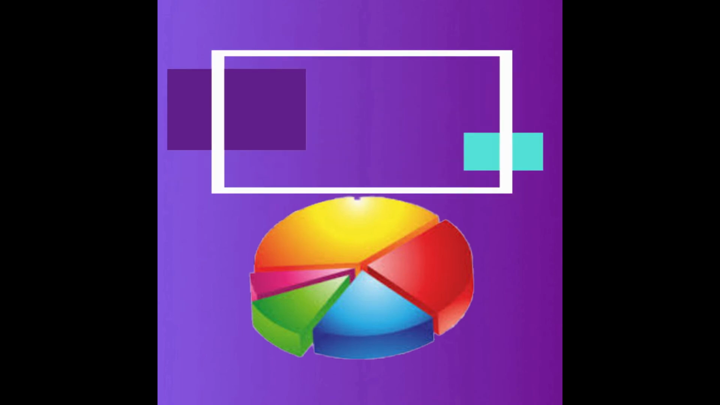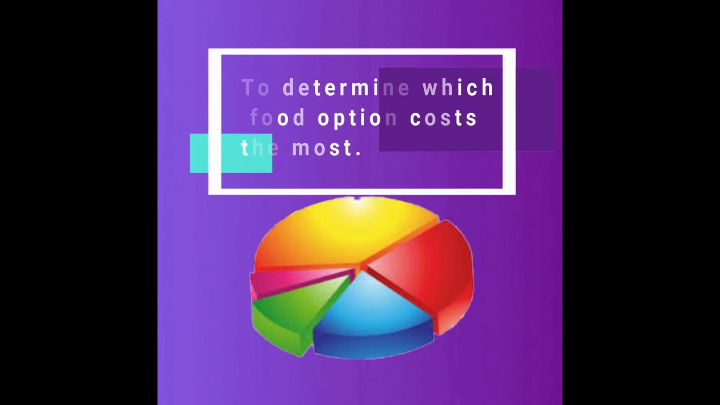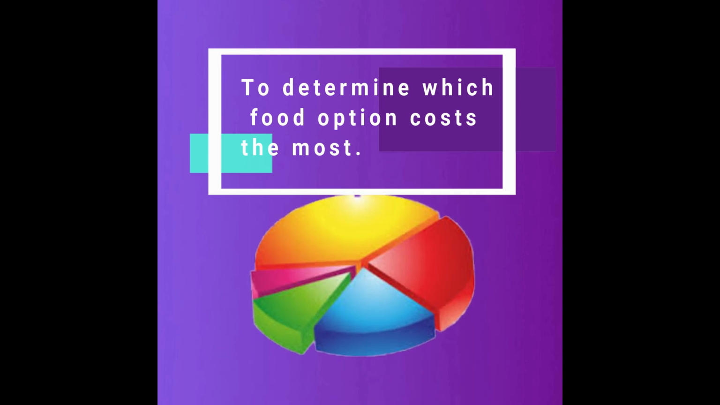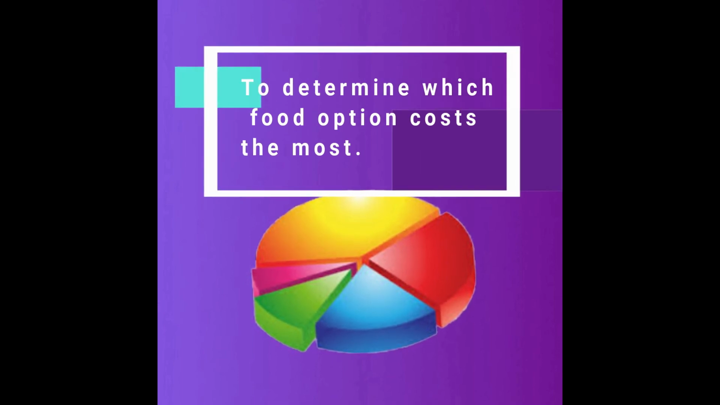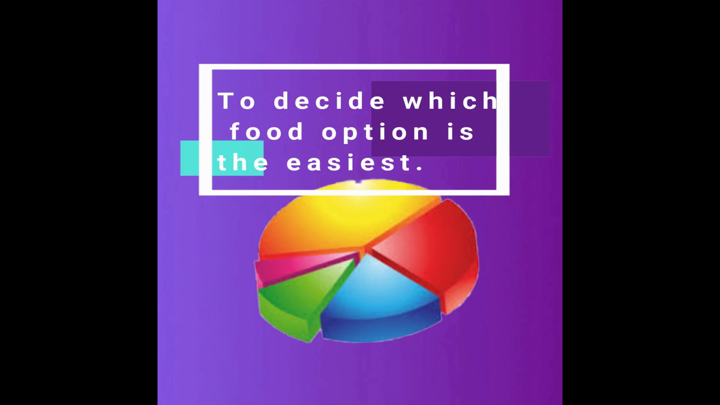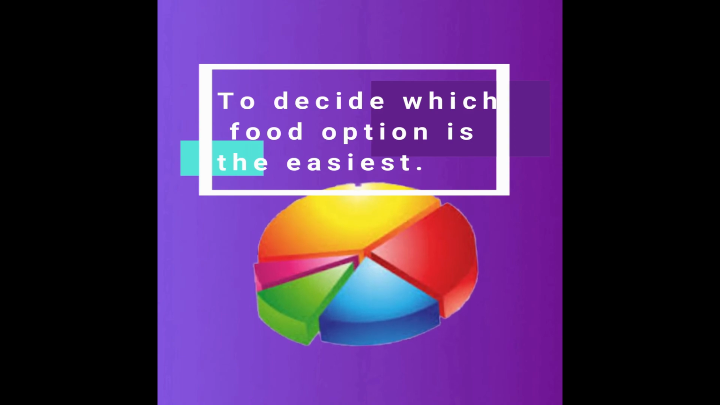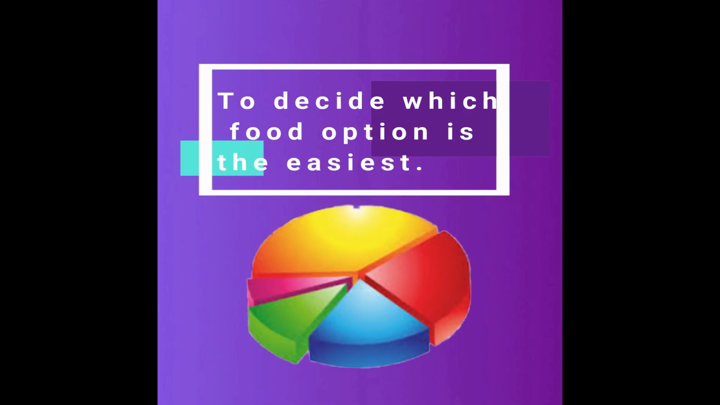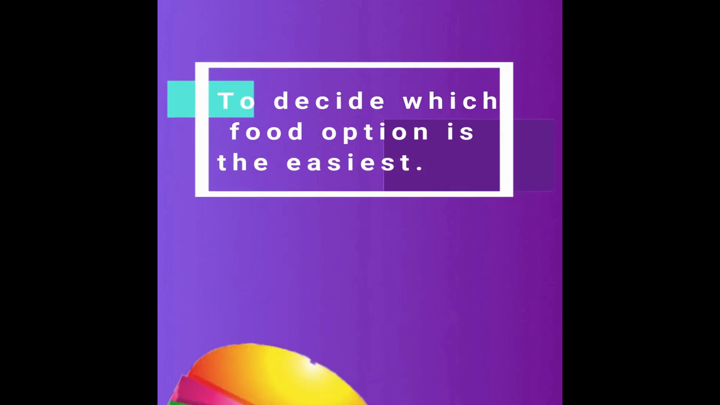Second, to determine which food option costs the most. This pie chart shows the percentage about the cost used towards the food option. And last, to decide which food option is the easiest. In this pie chart, it shows the percentage of the easiest food by the respondents.